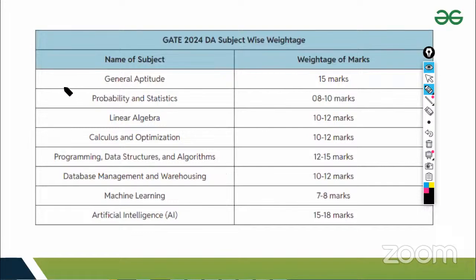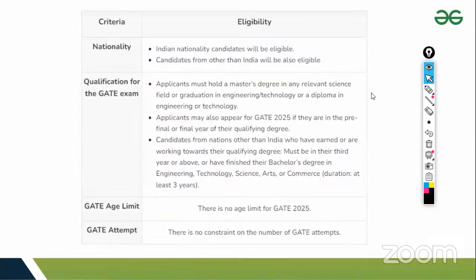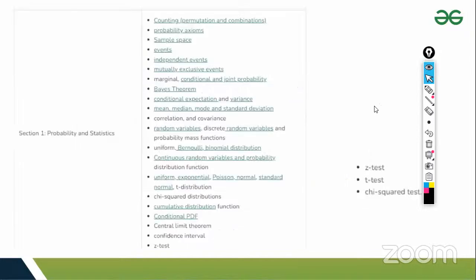So first of all, you have general aptitude, probability and statistics, linear algebra, calculus and optimization, data structures and algorithms, programming, DBMS, machine learning, and AI. These are the topics that you need to learn. This is basically the syllabus part, the content you need to cover before going into the examination. Now I'm coming to the first syllabus part.